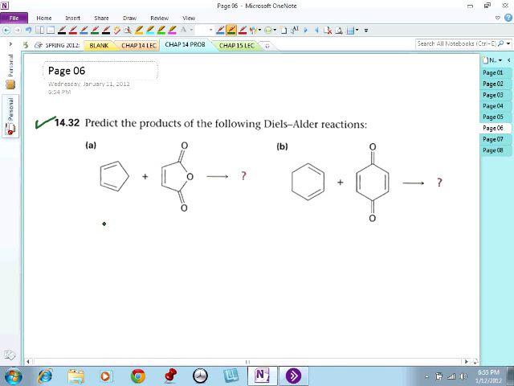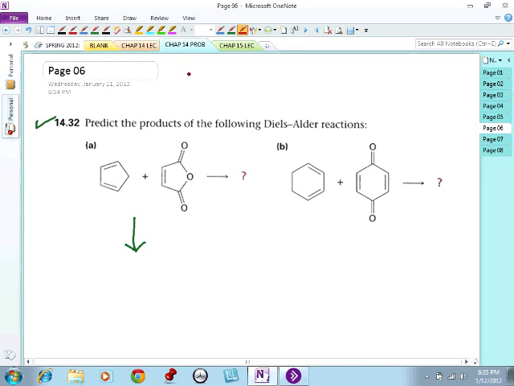Predict the product of the following Diels-Alder reactions. Okay, so now they want us to predict the product. What they've done, they've now given us the two starting material, both the diene and the dienophile. Now they want us to give the product. So what will be the product for this? A. Let's do A plus. What will be the product?